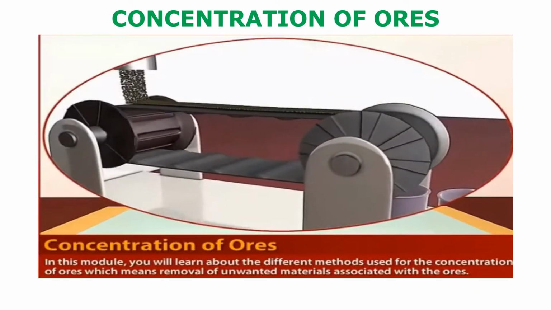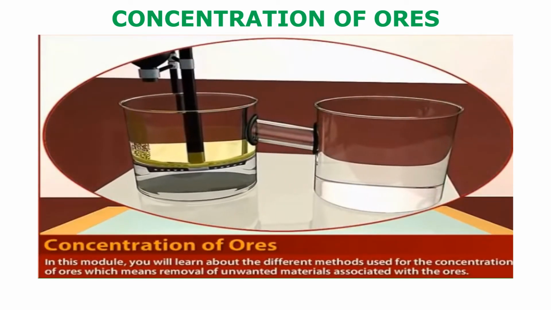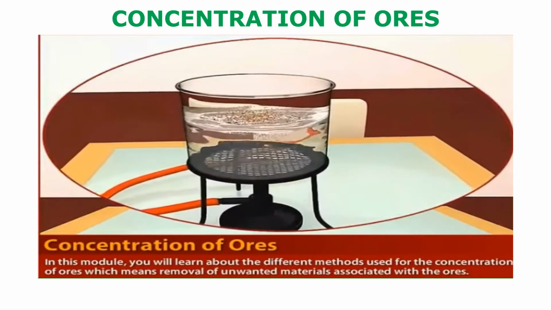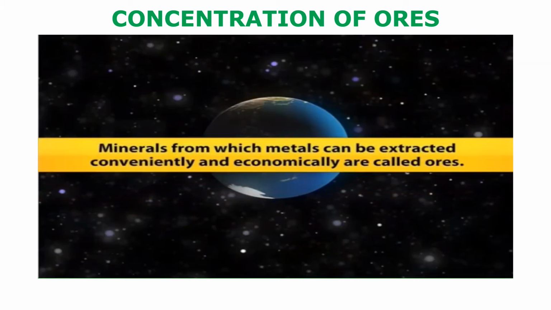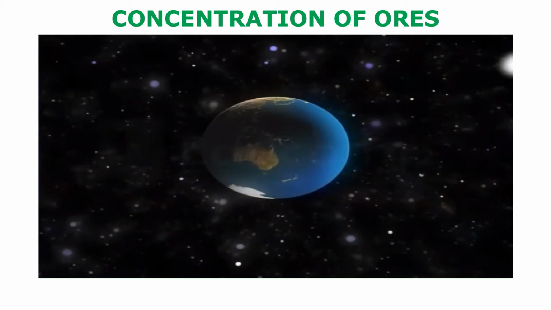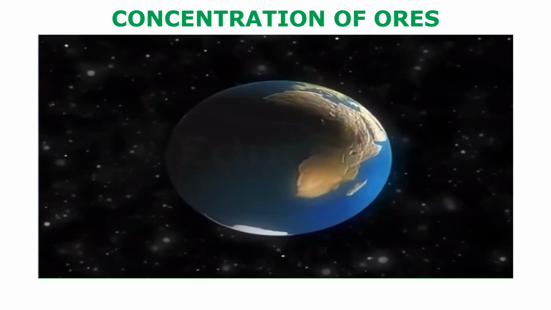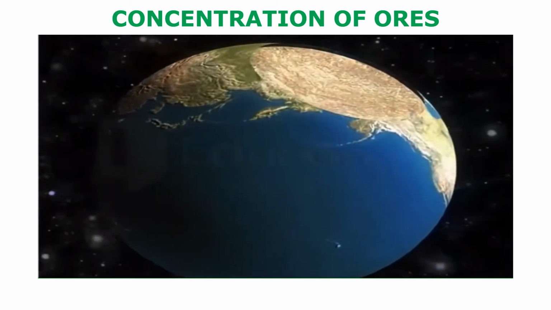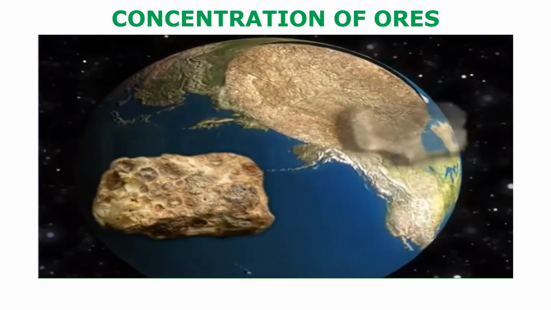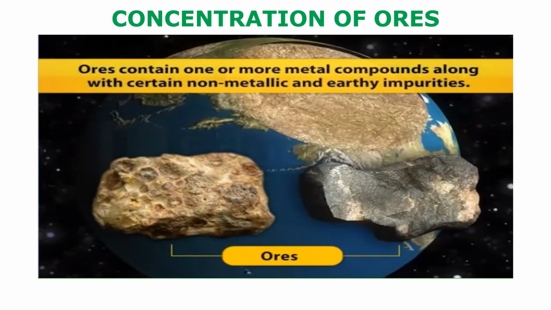In this module, you will learn about the different methods used for the concentration of ores, which means removal of unwanted materials associated with the ores. Minerals from which metals can be extracted conveniently and economically are called ores. Ores are found in the earth crust and contain one or more metal compounds along with certain non-metallic and earthy impurities.